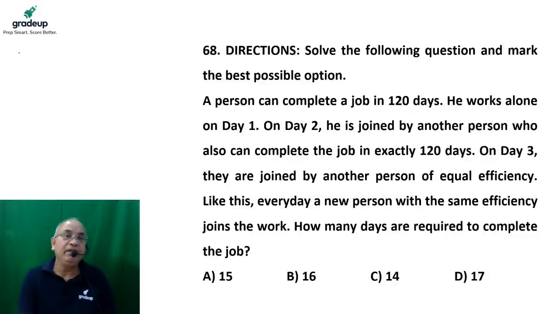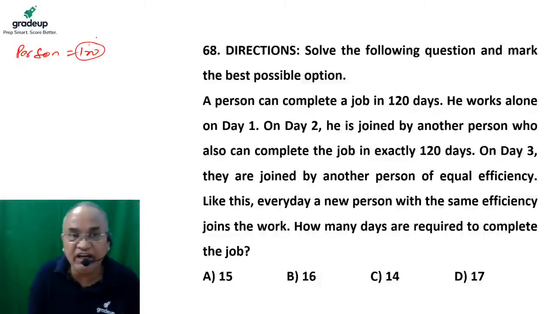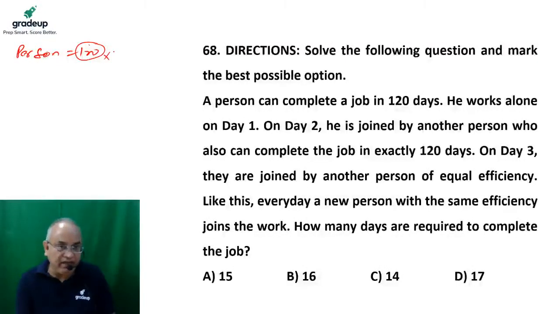Let's say the person who can complete the job in 120 days is completing 1 unit in a day. So in 120 days he has completed 120 units of work, and that's the total work to be done. You can assume 2 units per day, so it will become 240. You can assume 3 units per day, then in 120 days he will do 360. So no problem at all. You can take any value.